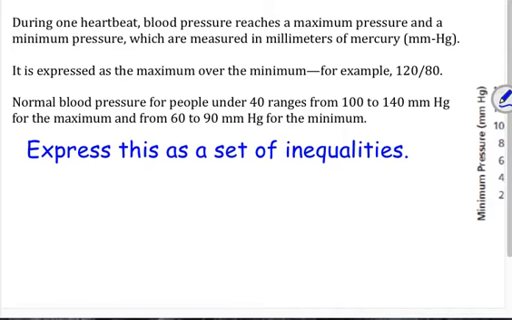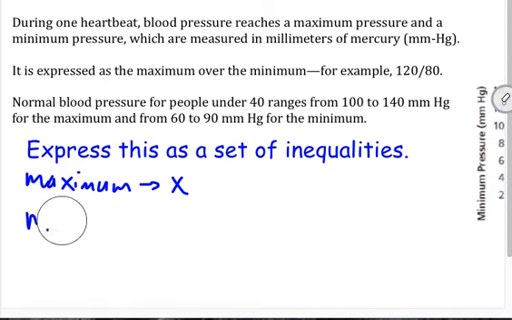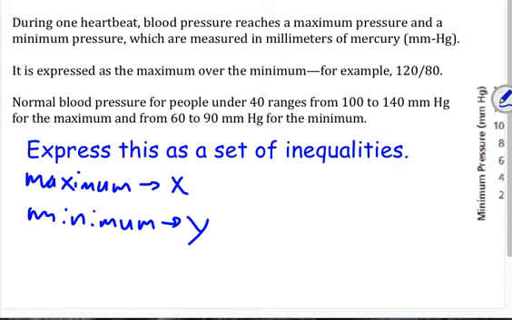So we're talking about two things here. High pressure, or maximum pressure, and we'll call that X in this case. Our minimum, we'll call the low pressure, or your Y pressure. Okay? Now there's a couple different ranges here.